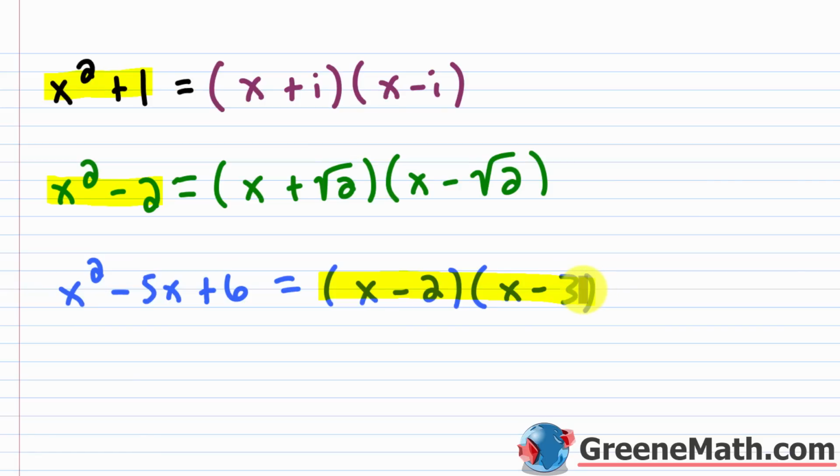So it's very important to know when you should factor and when you shouldn't factor. If something is irreducible or not factorable using rational numbers, do not factor it. If something is reducible or factorable using rational numbers, then factor it. That's the simple way to think about it.